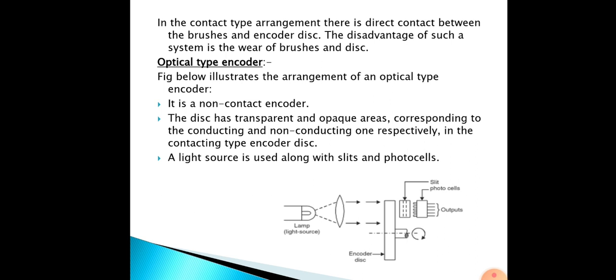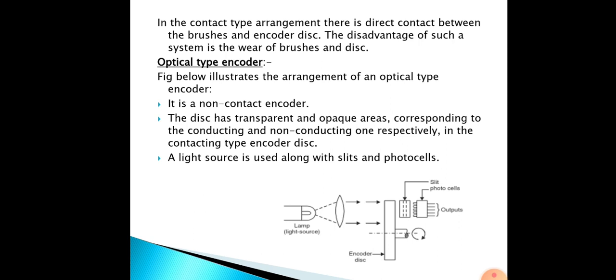So the disc will be having transparent and opaque areas corresponding to conducting and non-conducting. It means one time it will be transparent, another time it will not be transparent. Depending on that, whenever the light transfers, it will conduct. Whenever the light does not transfer, that is, when the opaque area comes in between, it will not conduct. Like that it will be working. The light source is used along with its slits and photocell.